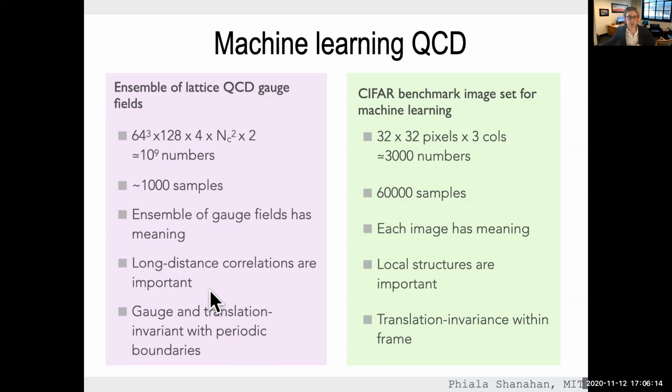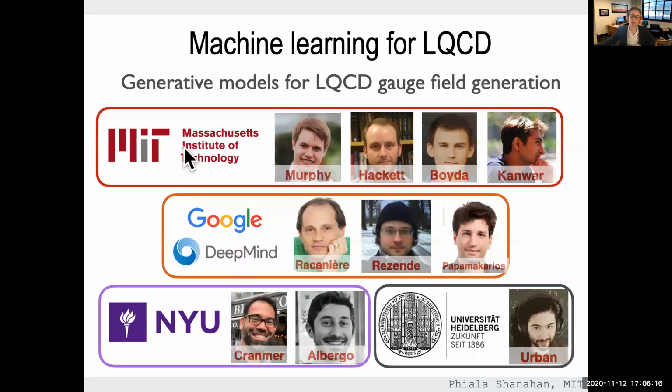So addressing this problem is part of a great collaboration from my group, as well as collaborators at Google DeepMind. Michael Albergo, who's now a grad student at NYU, started with this as an undergrad, and Julian Urban is at the University of Heidelberg. So a great collaboration, lots of fantastic young people, where we've been pursuing this program of how we can use generative machine learned models for gauge field generation.